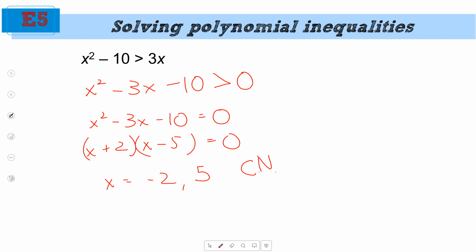Does this sound familiar now? Is it coming back to you? Beautiful. When you put them on a number line, please put them in the correct numerical order. -2 here, 5 here. It doesn't have to be exact.